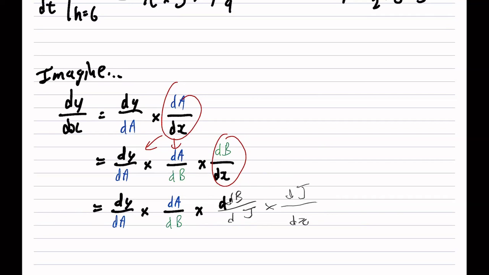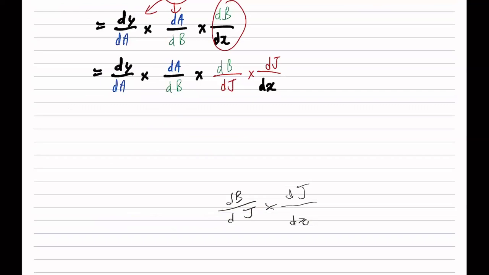Let me just write it out for you so that you can have a reference. dB, no, dB cannot be. You introduce what? I'll use a different color. dJ, is it? Yeah. So you can imagine it keeps going forever, right? Cancel. You're just left with dy over dx. Okay. Clear?